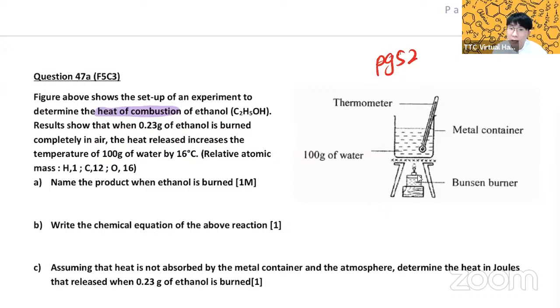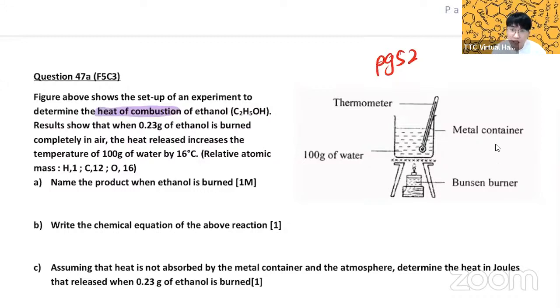So what we can do is, in all the heat reactions, we usually use a polystyrene cup to reduce heat loss to the surroundings. Except for heat of combustion, you use a metal container. In this experiment, you must transfer the heat faster into the water, then your thermometer can detect the heat faster. If you use a polystyrene cup or a beaker, the heat might be absorbed by the container, then your thermometer never gets the heat. The result is not accurate. So that's why heat of combustion is slightly different from other heat experiments.